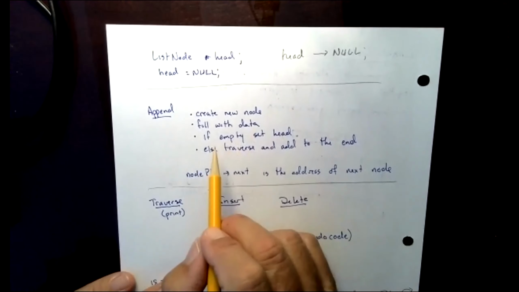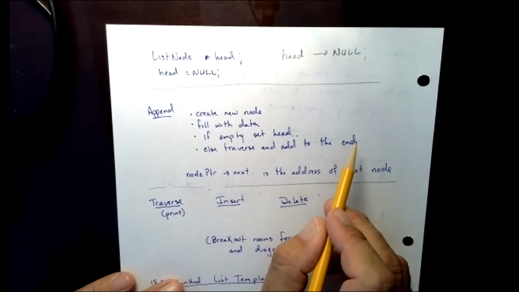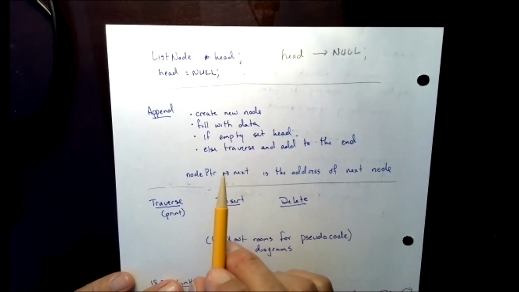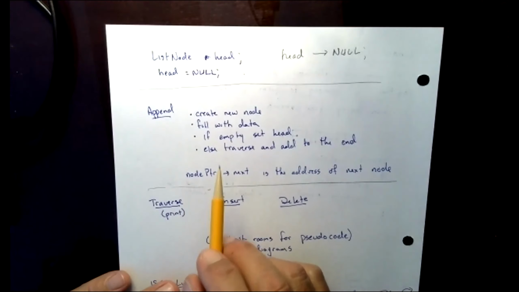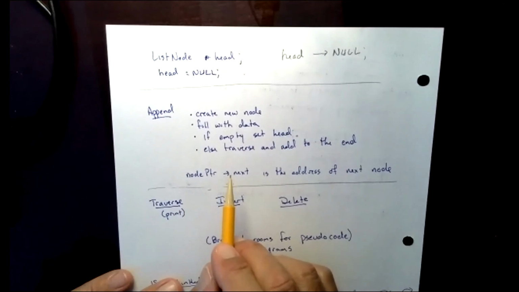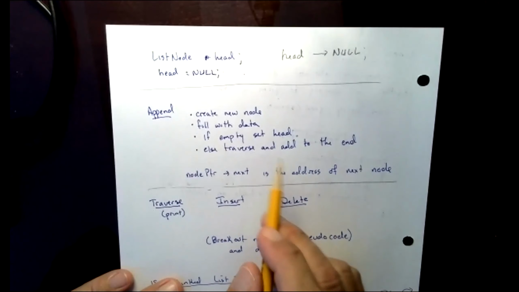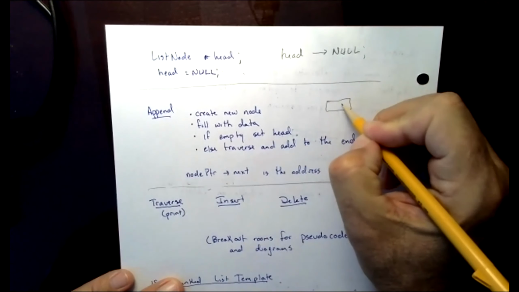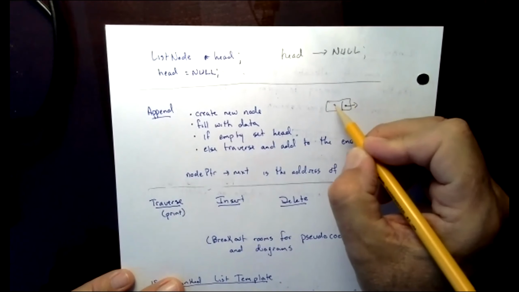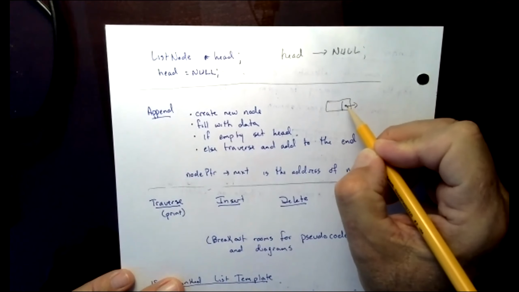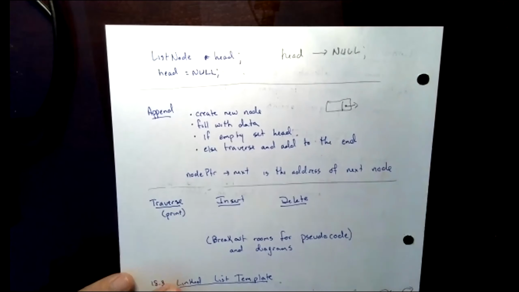Otherwise, I have to go all the way to the end, and we're going to take a look at how we're going to traverse all the way to the end. Node pointer next is the address of the next node. Remember when I had a node up here, this was the value and this was the next, as part of my struct. It will be the pointer to either the next node, or the last one will point to a null.